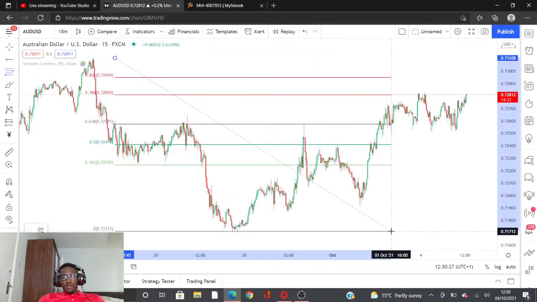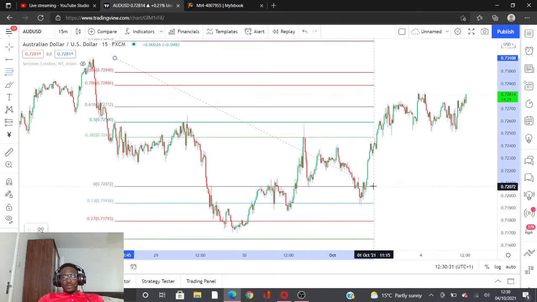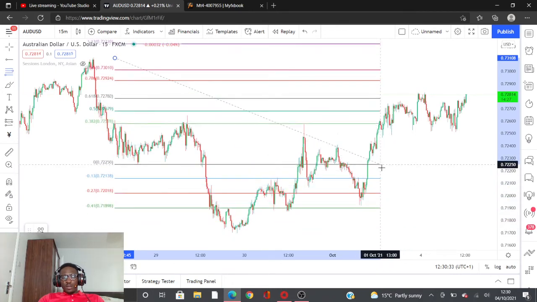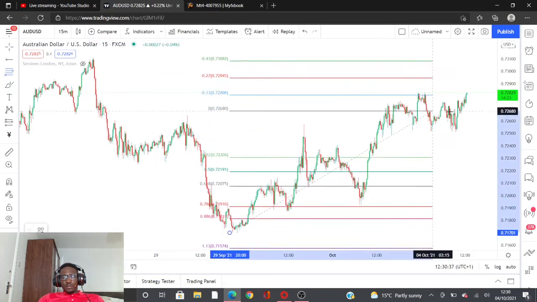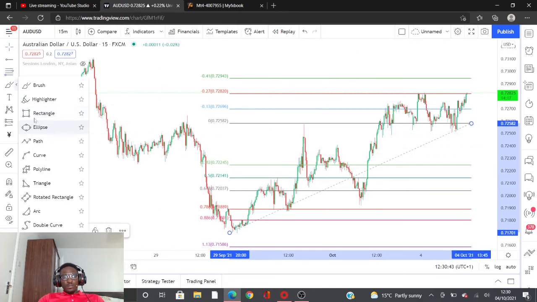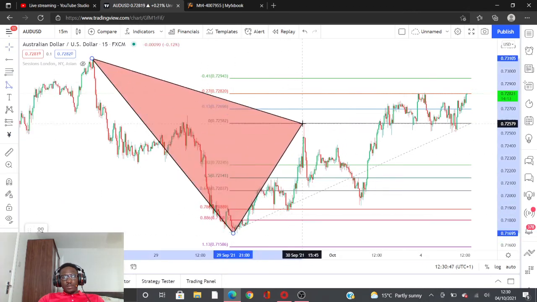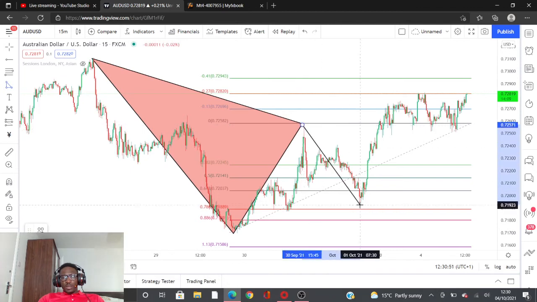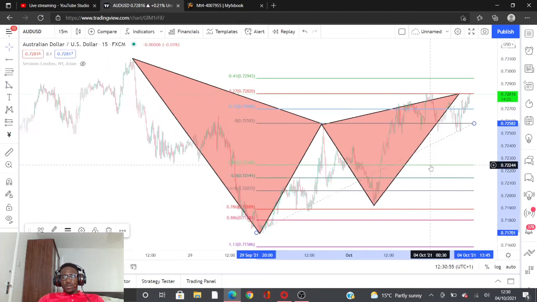So we have a Gartley pattern. Do we even have a Cypher pattern? No, it's just a Gartley pattern. So we have a Gartley pattern on the 15-minute time frame that has actually just completed. A bearish Gartley pattern on a bearish market which has just completed at the 127 extension.